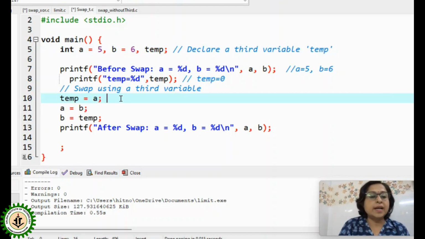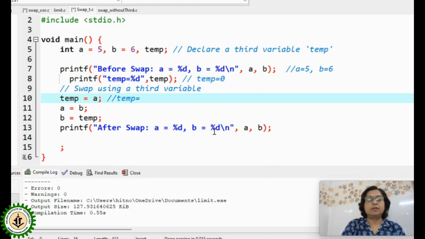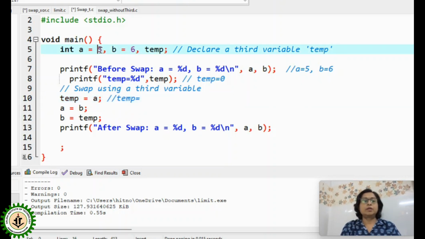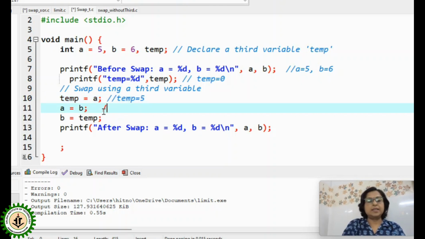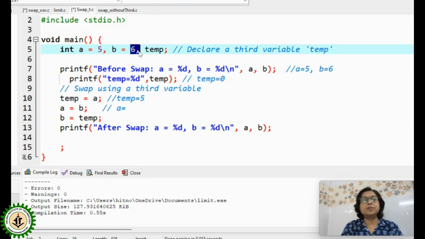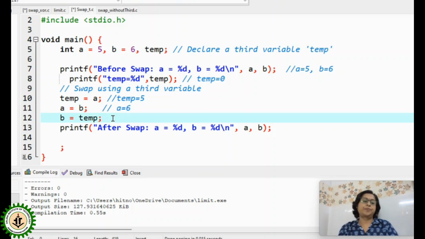In this line, line number 10, temp, which was having the value 0, will have the value of A. This is a simple assignment operator. A was having 5, so temp will have the value 5. Coming to the next line, A will be assigned the value of B. B is 6, so at this stage A should have the value 6.